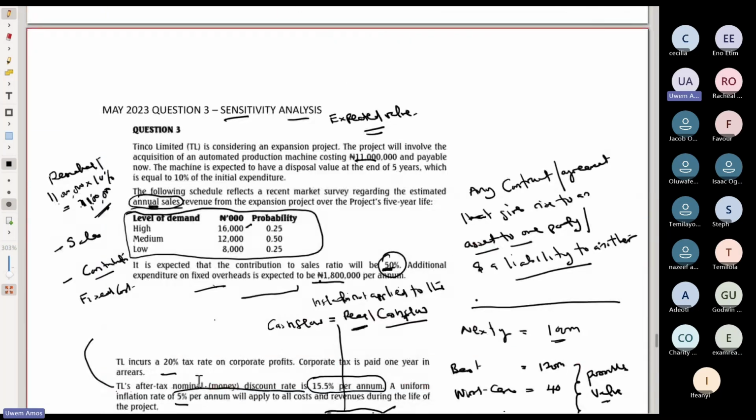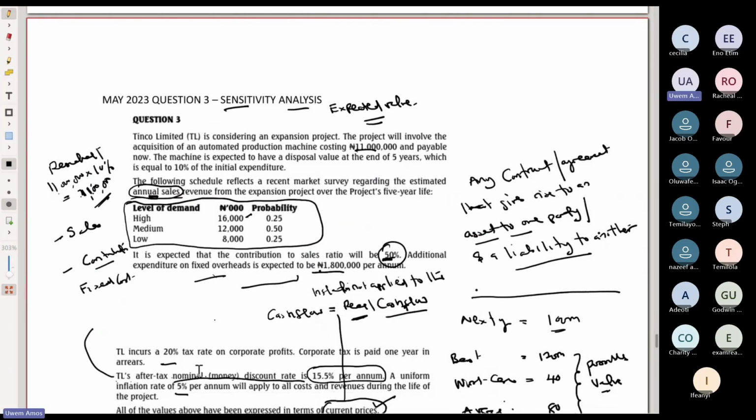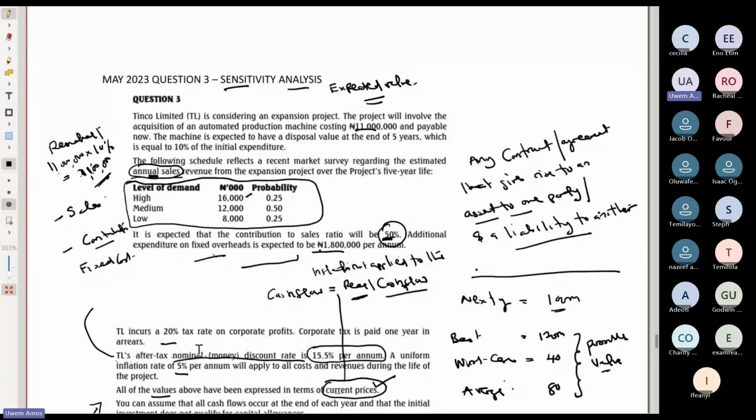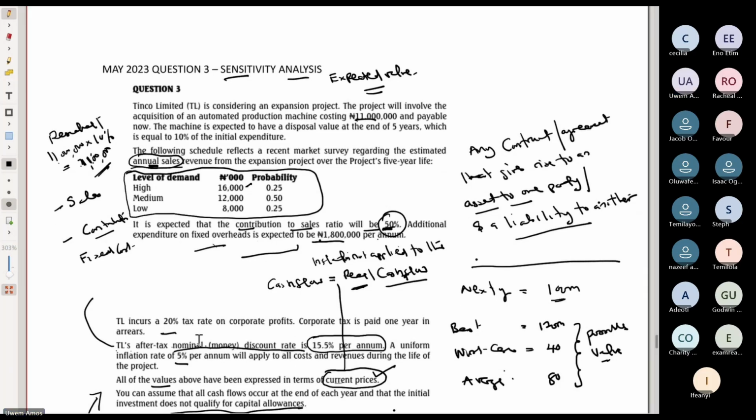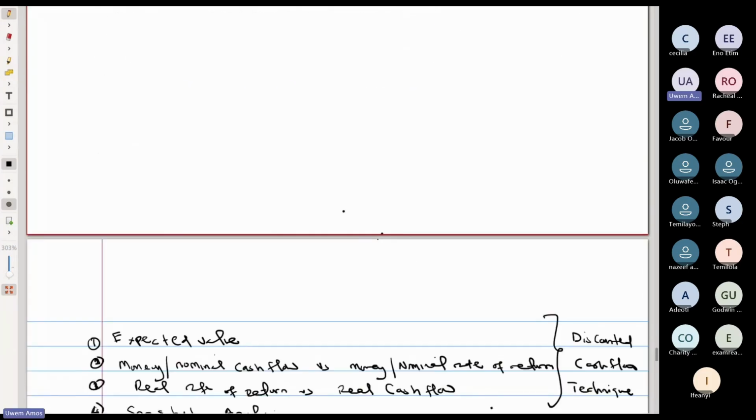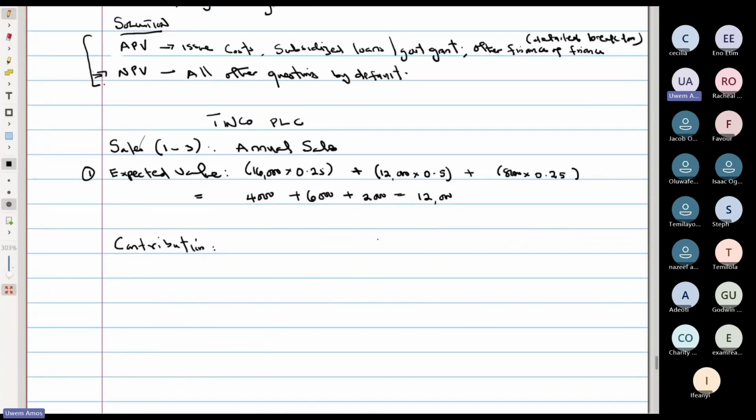So what's our contribution? It tells us right here that the contribution to sales ratio will be 50%. In other words, our contribution will be 50% of our sales. So can we establish what our contribution would be then? Our contribution will be 50%.